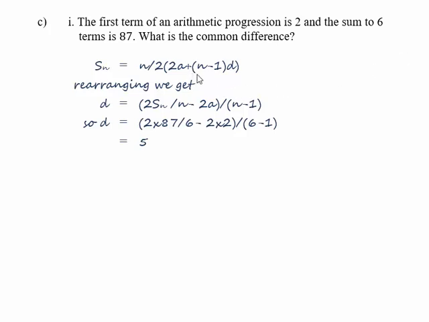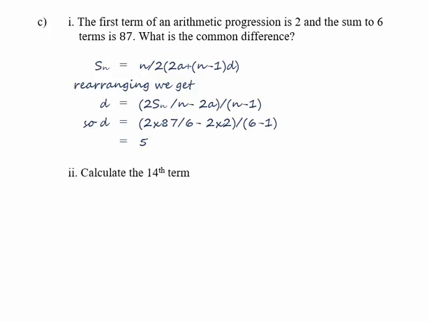As a quick check, we've got n equals 6, so that's equal to 5. That's equal to 5, that's 25. And then 6 over 2 is 3. 25 times 3 is 75, which is close to 87. So we're probably correct with that.